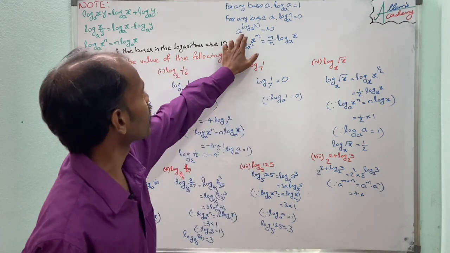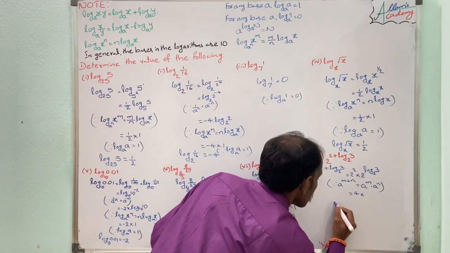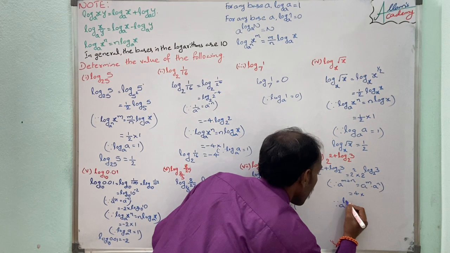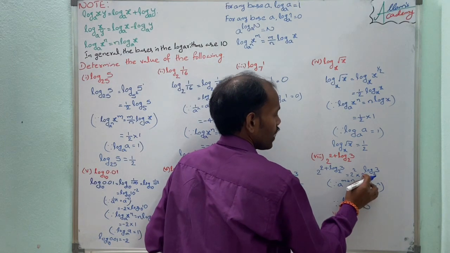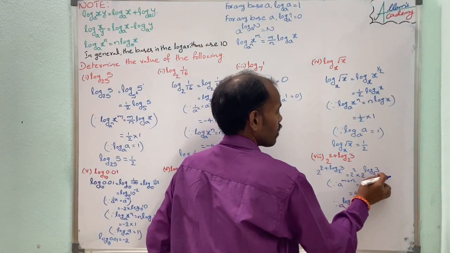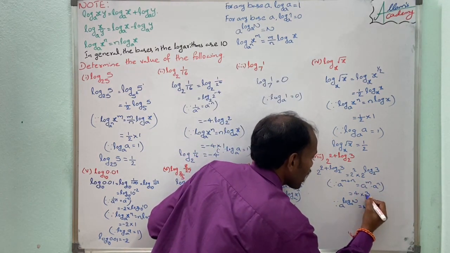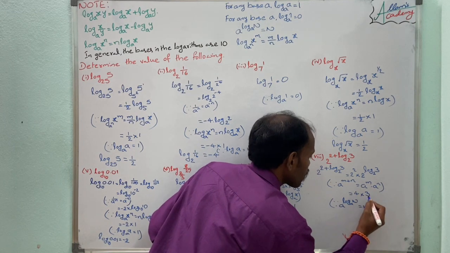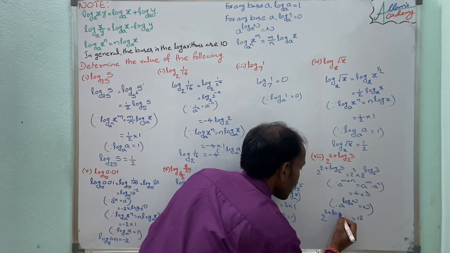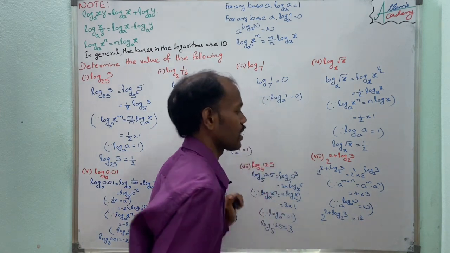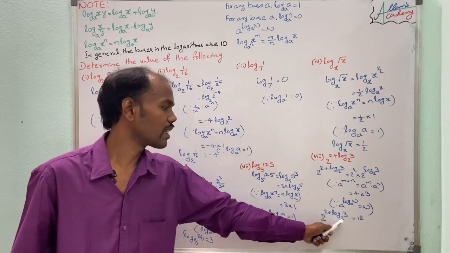Now here we have a power log n base a equals n. So by using that formula, a power log n base a equals n. Here the base and the log base are the same. So now in the n place there is 3, so the result is 3. So 4 into 3 is 12. So the answer for 2 power 2 plus log 3 base 2 is nothing but 12.